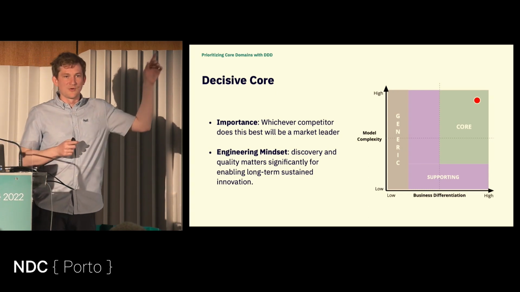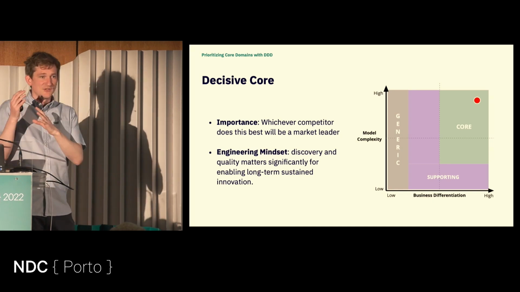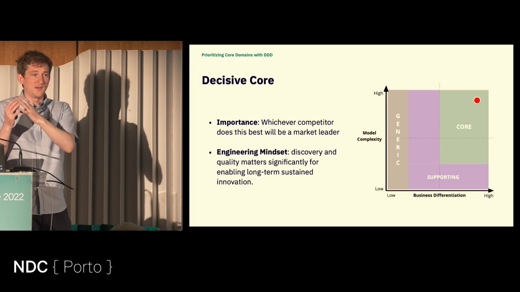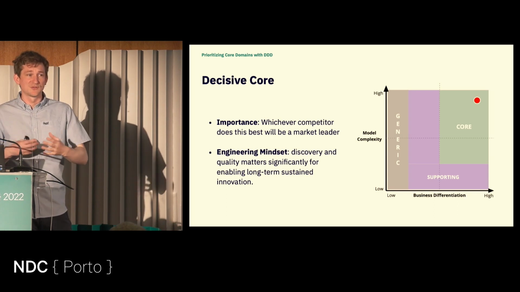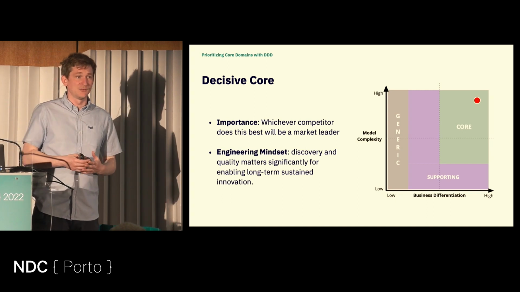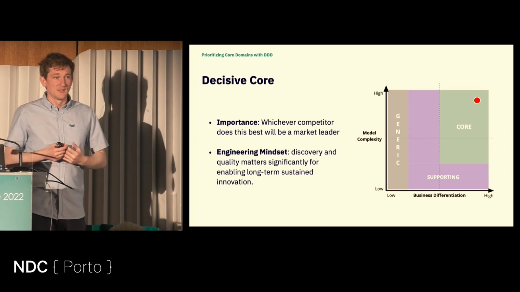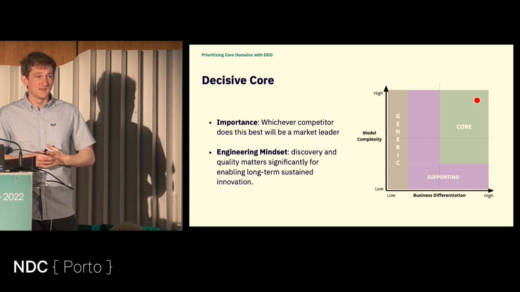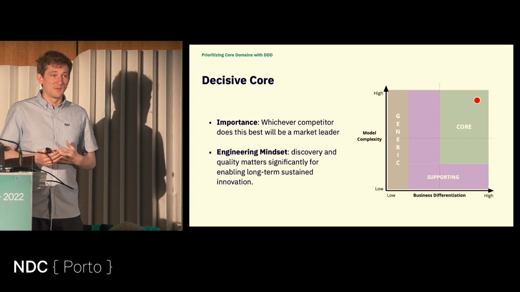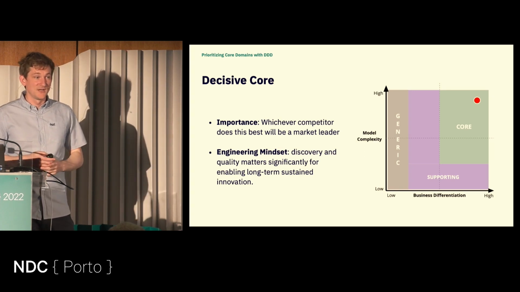This one in the top right-hand corner is what I call a decisive core. It's very differentiating and very complex. And therefore, as a software engineer, any effort we apply here will be beneficial. Building quality in this part of the system will have an impact in the long term, because it's hard for competitors to copy. If you're talking about event storming and getting people together, these are the kind of complex parts of your business where it makes sense to really do that.